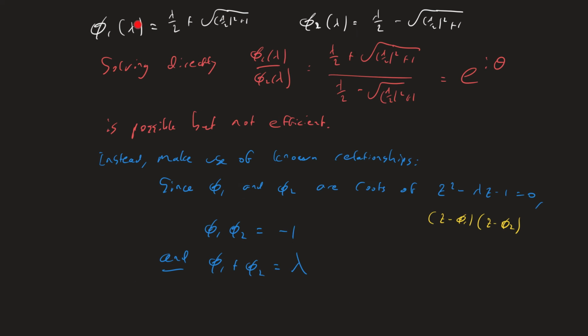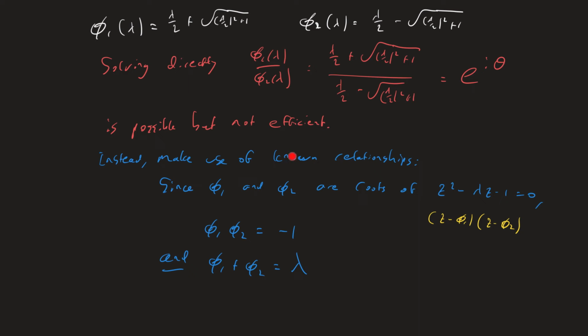From before, here are our equations for phi 1 and phi 2 in terms of lambda. These are the roots of a quadratic equation that depend on lambda. We could solve directly. We want to find lambda such that phi 1 divided by phi 2 is equal to e to the I theta, and I can substitute in the two expressions for my phi 1 and phi 2 in here, and then just clear denominators and try to solve. But that's the slow, not so clever way.